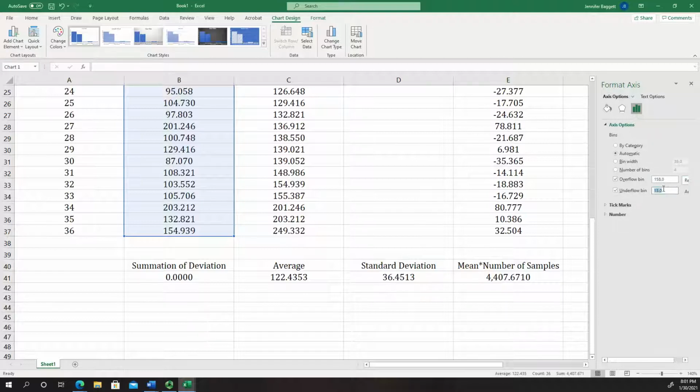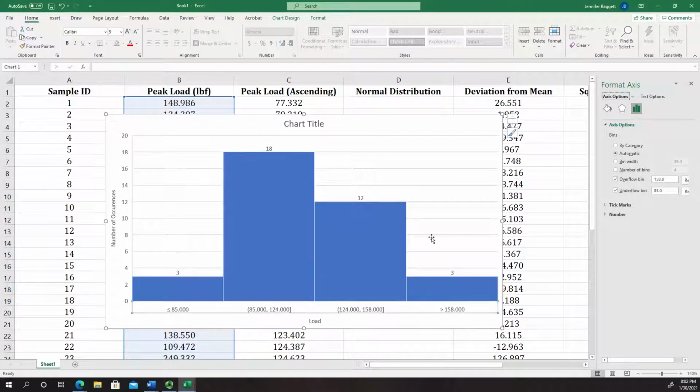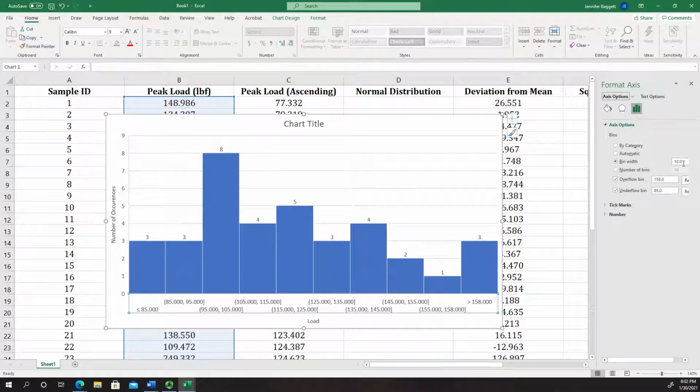And then if I do underflow, like 122 minus 36, we'll just estimate. So we'll say our underflow bin is around 85. Now you see the distribution gets a little bit different. You can also change how you want these represented. You could say you want the range to be, say, 10 pounds each, and you'll get a lot more bins.